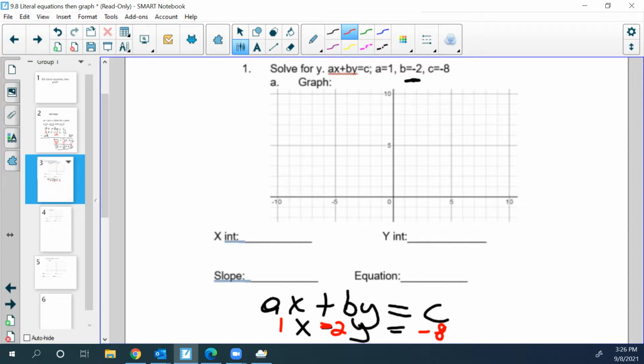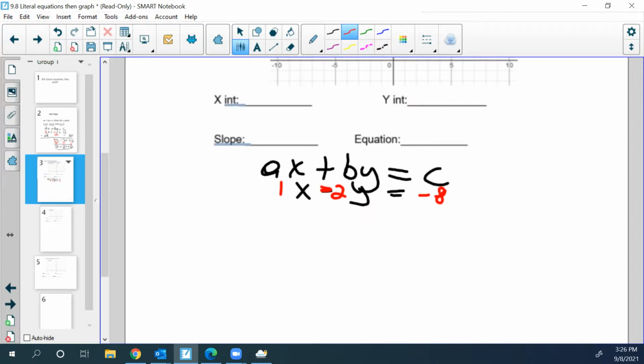Okay. So let me scroll down. So that's my equation. In fact, let me write it a little bit clearer. All right. The 1x is just x, so we can write this as an x plus, minus 2y is equal to negative 8. All right? So let's solve here.